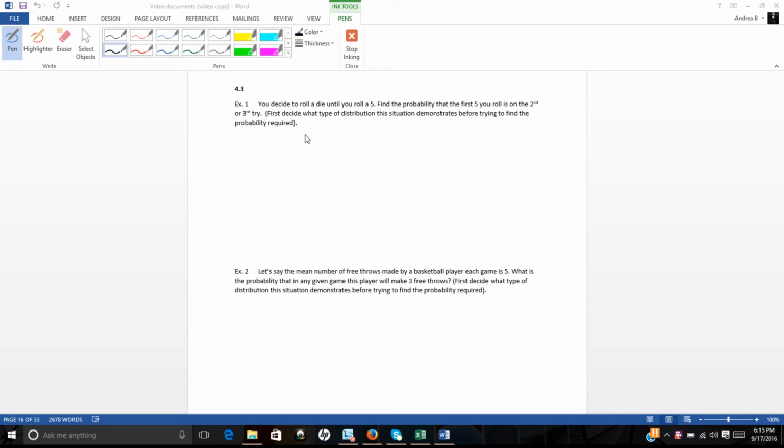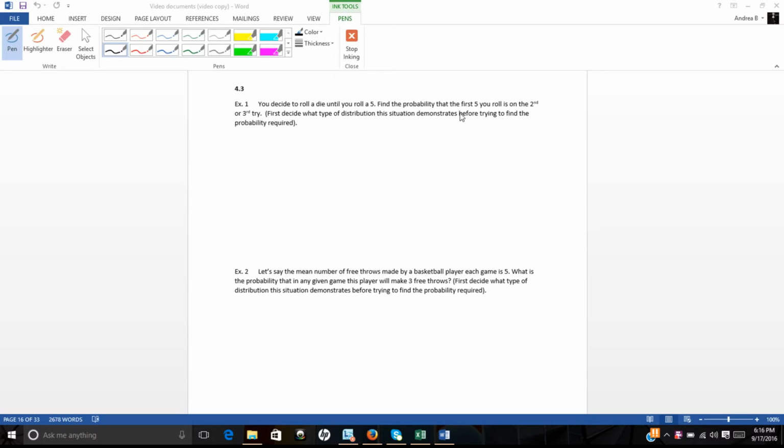Here, we're going through two other types of distribution: the geometric and Poisson distributions. So for the first one, you're going to roll a die. It's a standard 6-sided die, and you want to roll a 5. We want to find the probability that the first 5 that you roll is on either the second or the third try. So first of all, you have to decide what type of distribution this is.